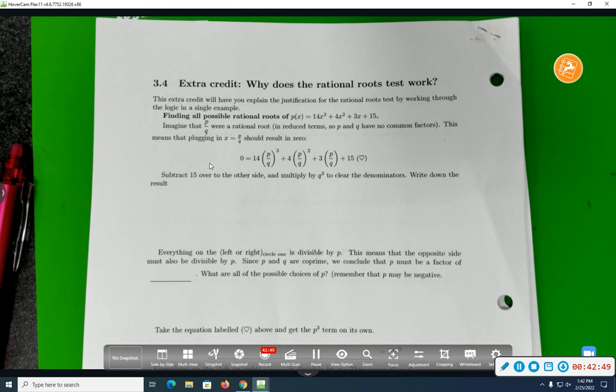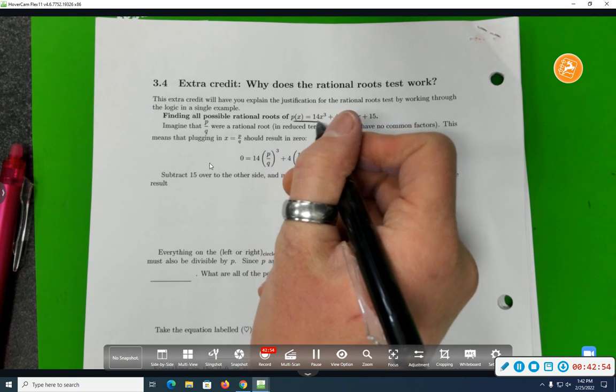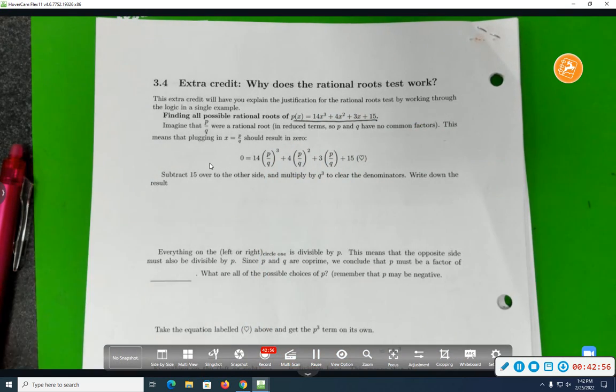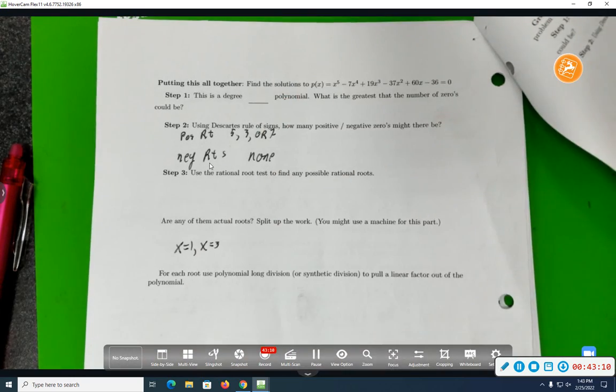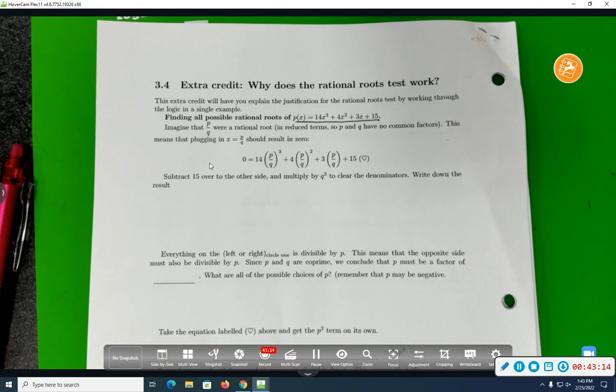So here's the motivation. Let's suppose you didn't know the rational roots test, and you wanted to get an idea of what were the candidates to be rational roots of that polynomial. Well, a rational number, maybe I'll do the one that we just did. Whatever the solution is, it's of the form P over Q.